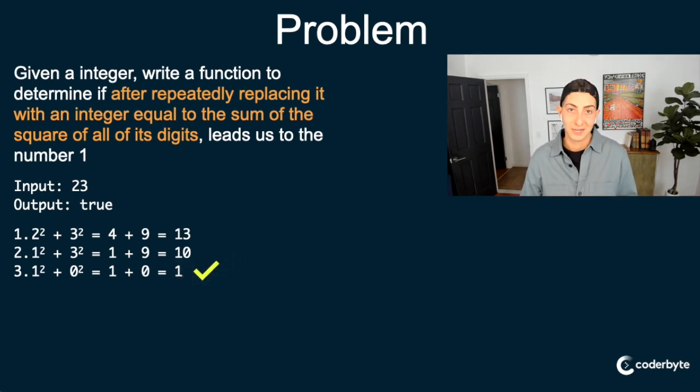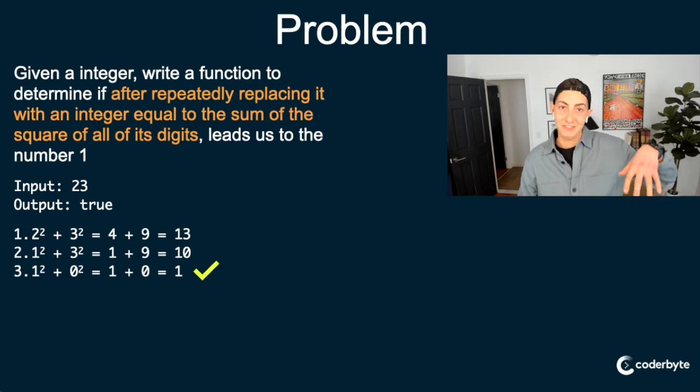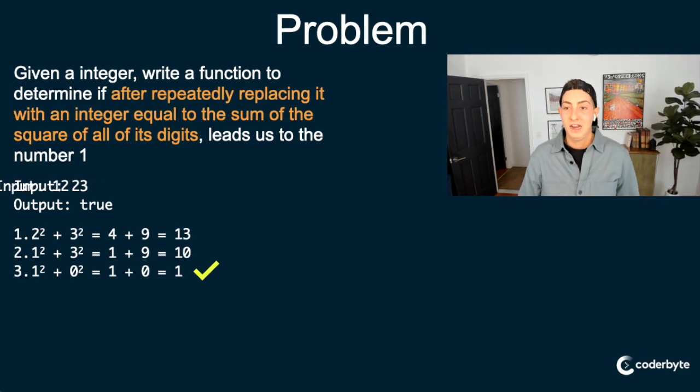Let's do a giant check mark first because I love that anvil. Cool. Okay, input 12, output is false.